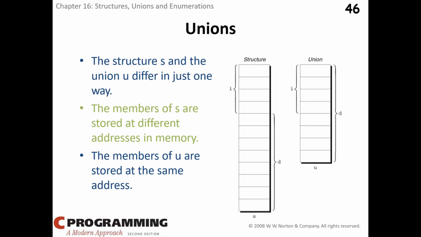But on the other hand, in the union U, all members share the same memory address. This means that I and D occupy the same memory space, and consequently, modifying one member will overwrite the memory contents, affecting all other members. This distinction in memory allocation is crucial to understand when working with unions.